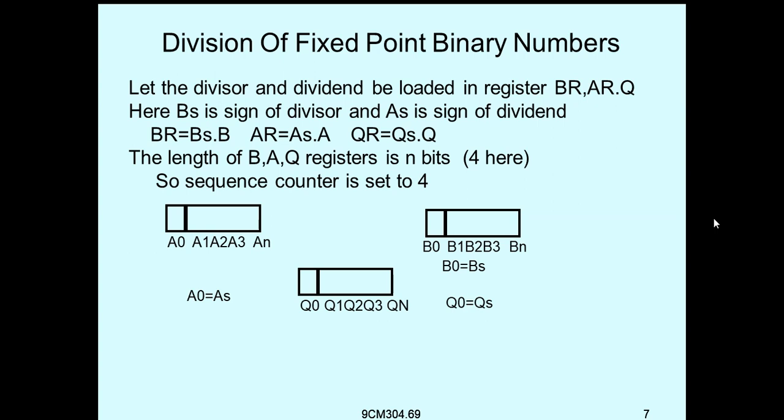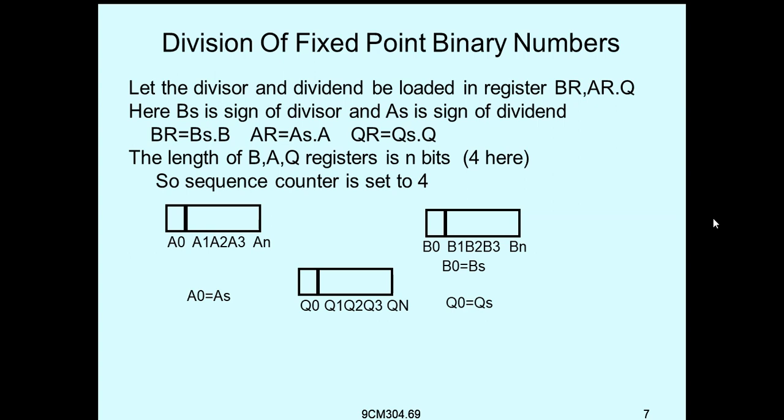So see here, BR is nothing but BS dot B, where BS is the sign of the divisor, and AR equals AS dot A, where AS is the sign of the dividend. QR equals QS dot Q, where QS is the sign of the quotient. The length of the BAQ register is n bits, 4 in our example, so the sequence counter is set to 4.